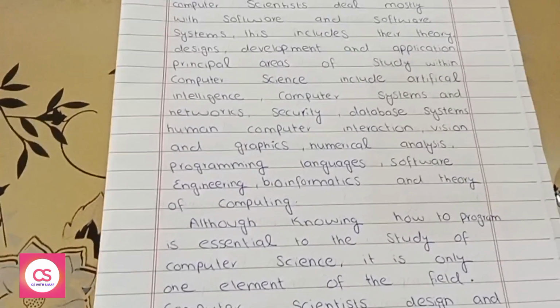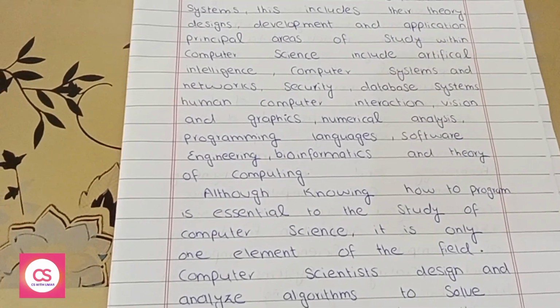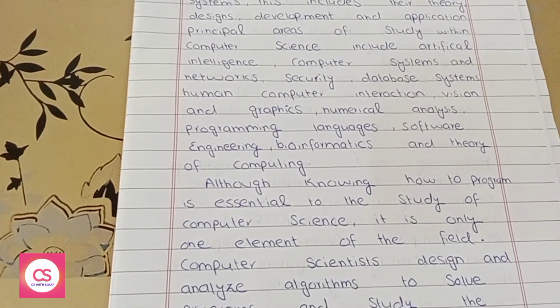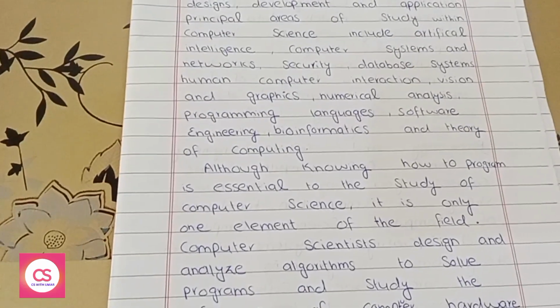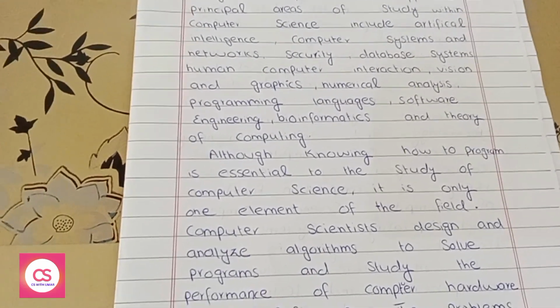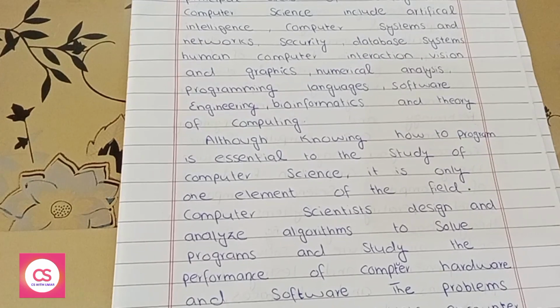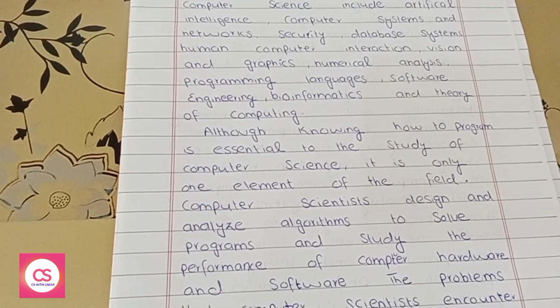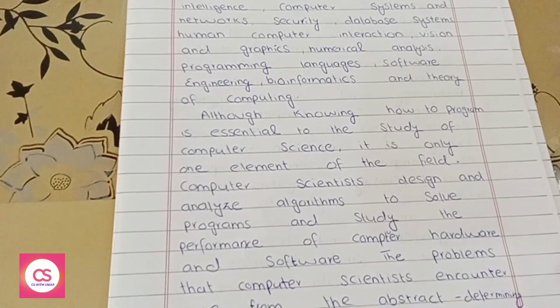Although knowing how to program is essential to the study of computer science, it is only one element of the field. Computer scientists design and analyze algorithms to solve problems and study the performance of computer hardware and software.